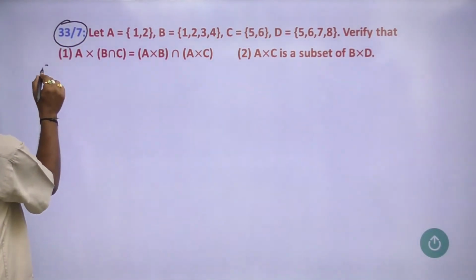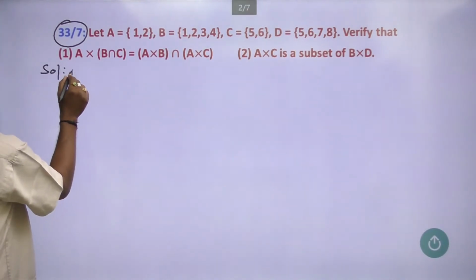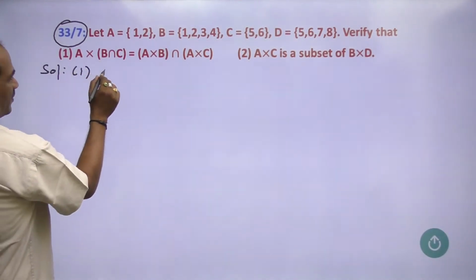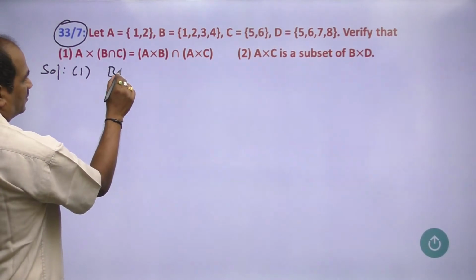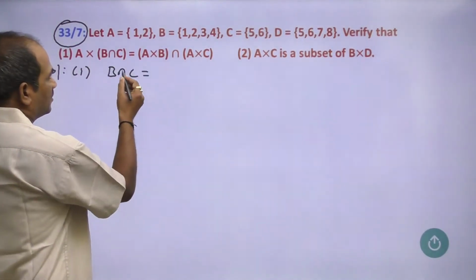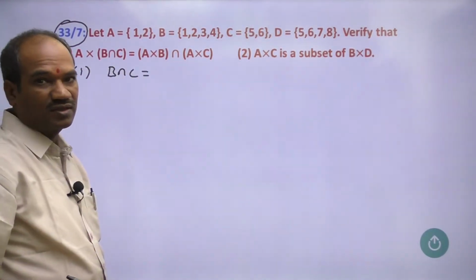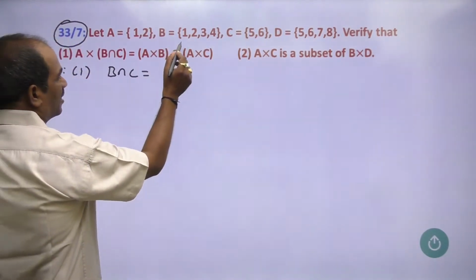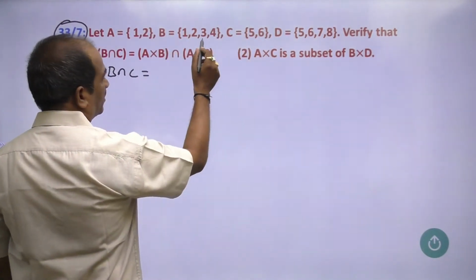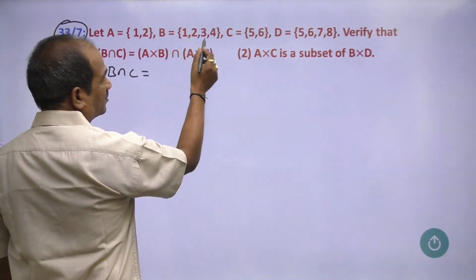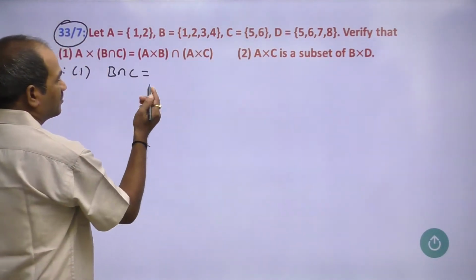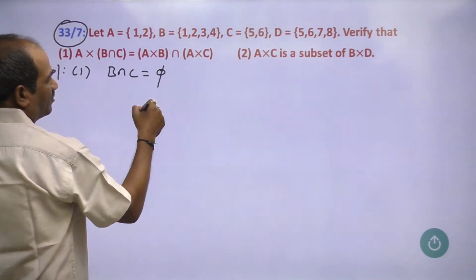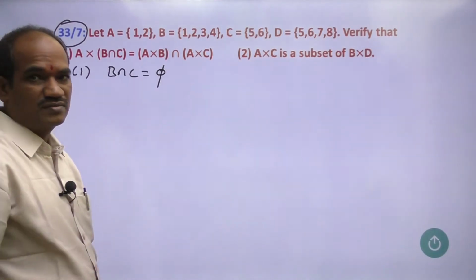See here in the solution. In this first question, first we calculate B intersection C. Intersection means common elements. In B and C, the common elements: 1, 2, 3, 4, 5, 6. No common elements. So this is empty, no elements.